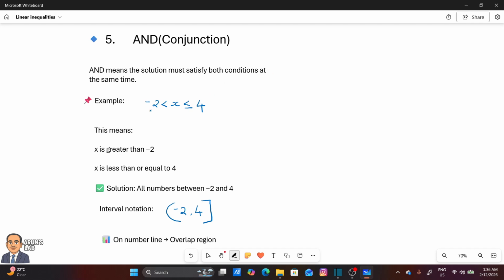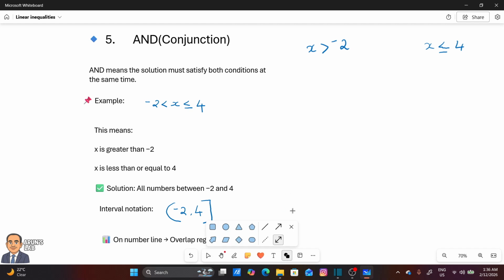This is an example where we combine two inequalities using an and. The two original separate inequalities are x is greater than minus 2, and the second inequality is x is less than or equal to 4. These are the two original inequalities. We combine these two inequality equations using an and function.